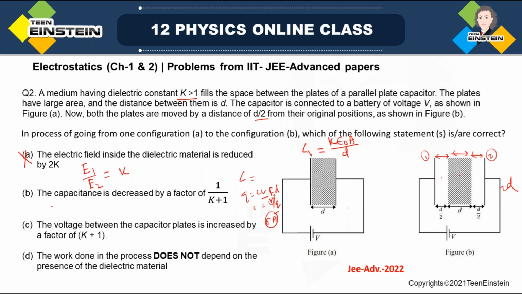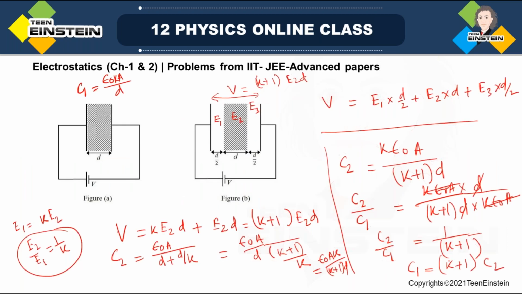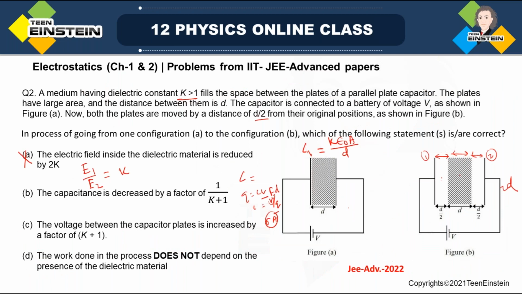Now, the capacitance is decreased by a factor 1 over K plus 1. Look here, it is true. C2 by C1 is 1 over K plus 1. That means the capacitance is reduced by this factor. This is true. Now the voltage between the capacitor plates is increased by a factor K plus 1.